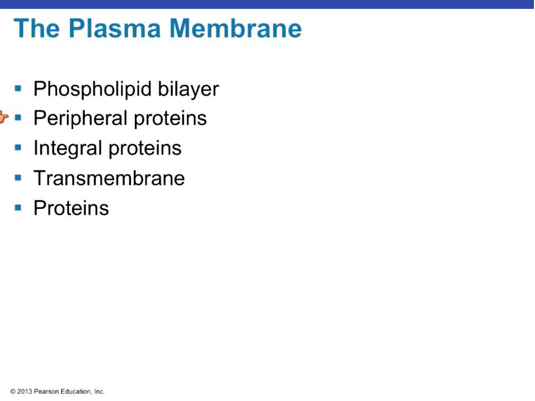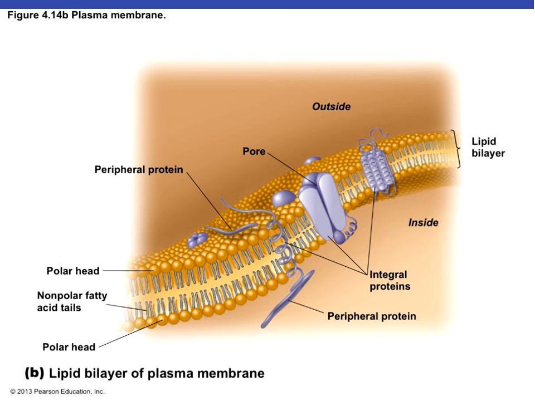There are peripheral proteins that hang out on either one side, and integral proteins that go and are embedded in the plasma membrane, or the phospholipid bilayer. We have transmembrane proteins that go all the way through, and for any of these proteins, their basic job is to help with communication and also to form channels or pores. And here's a picture of that phospholipid bilayer as well as these various different types of proteins.